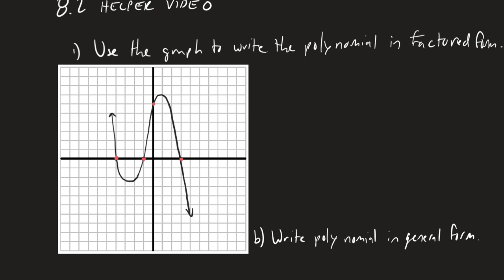number 5 on the homework, and even number 4 on the homework, as far as starting with a graph. For number 4 you're supposed to graph it using Desmos first, but then looking at the graph to write the polynomial in factored form.